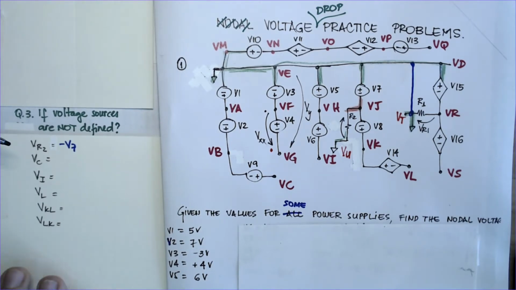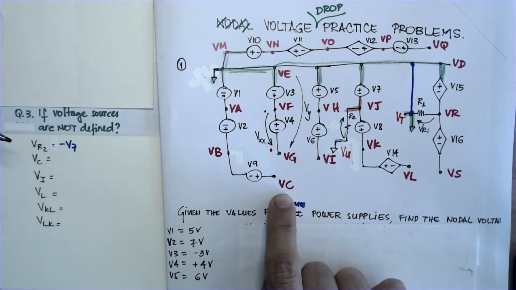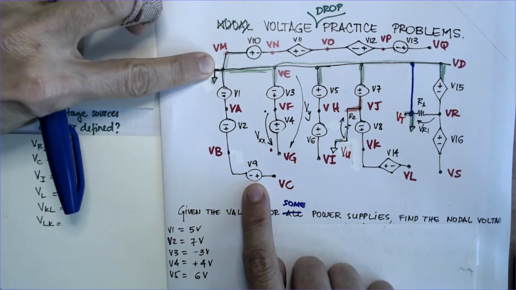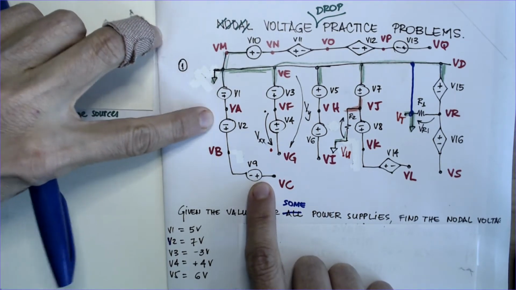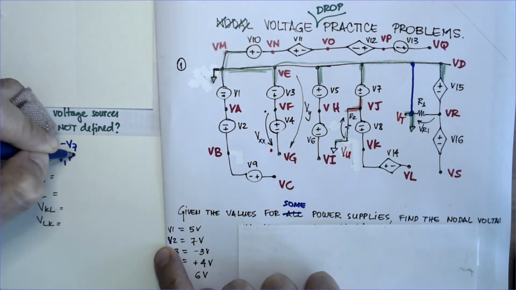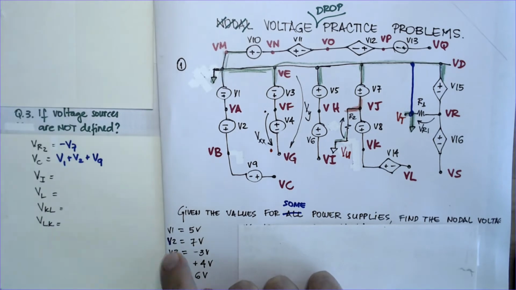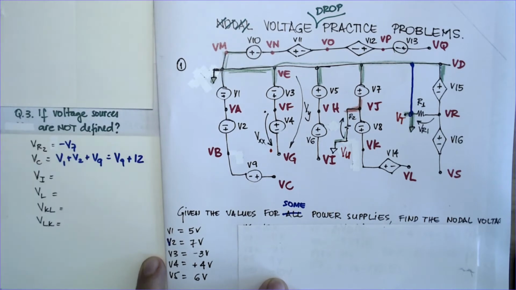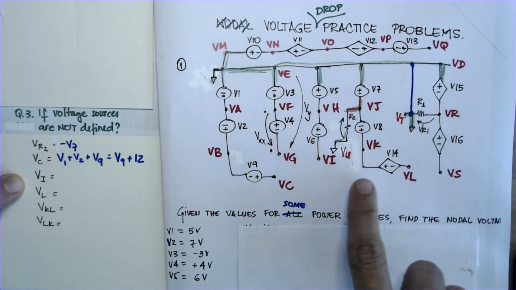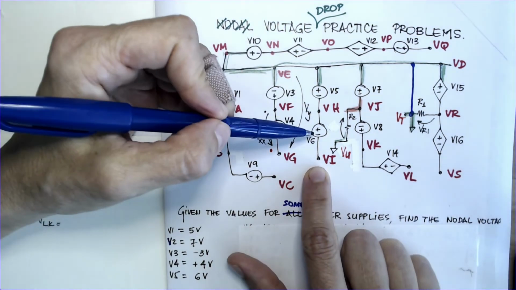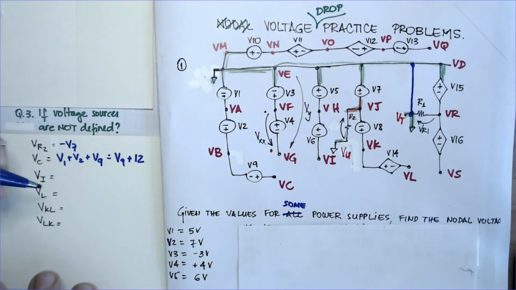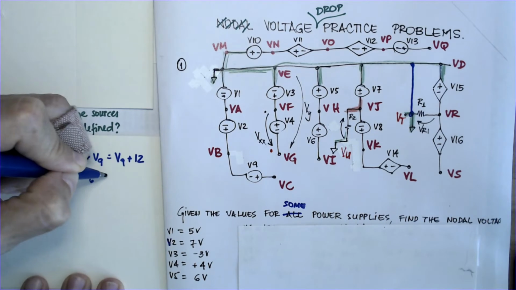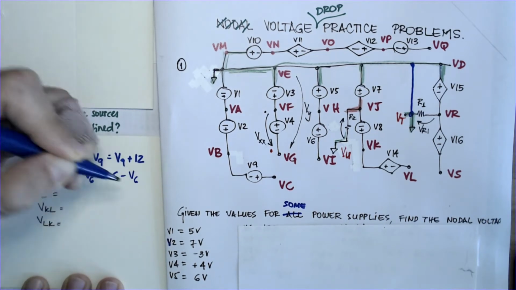Some of them are definable or are half definable. So VC is a nodal voltage, so it's in relationship to ground here. So it's really V1 plus V2 plus V9. Now I don't have V9, but I do have V1 and V2, so it's really V9 plus 12. VI, I don't know where VI is. Here's VI. It's going to be minus V5, minus V6. And again, nobody gave me V6, so I'm going to say minus V5, minus V6.